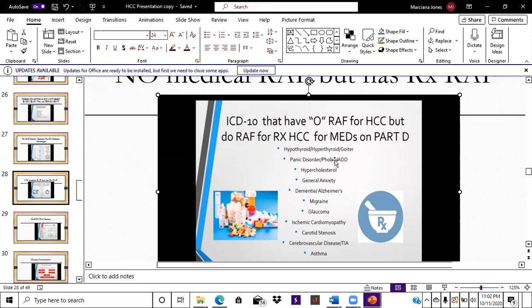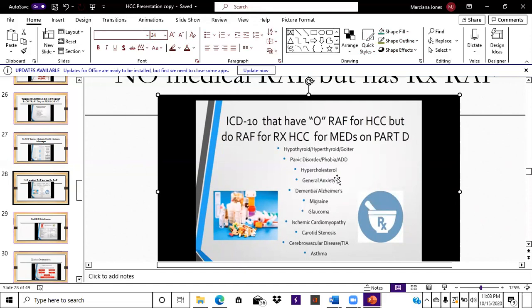So panic disorder, phobia, ADD. Panic disorder, I think this is F41.8. Phobia, not sure. I think ADD is going to be F90.0 or F90.9, but I'm leaning toward F90.0.